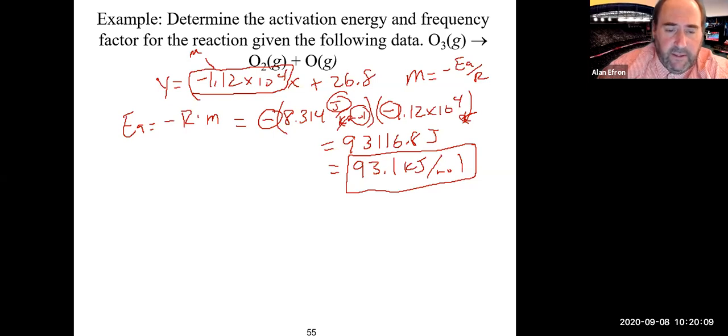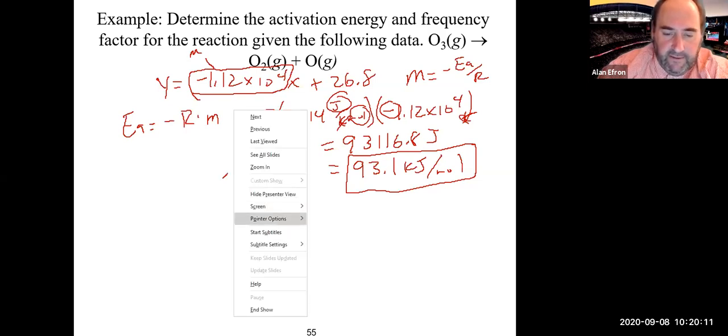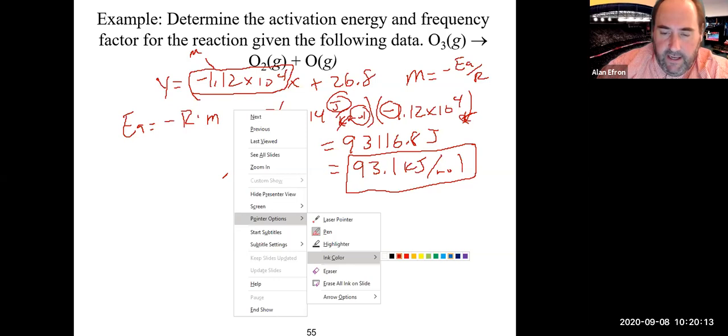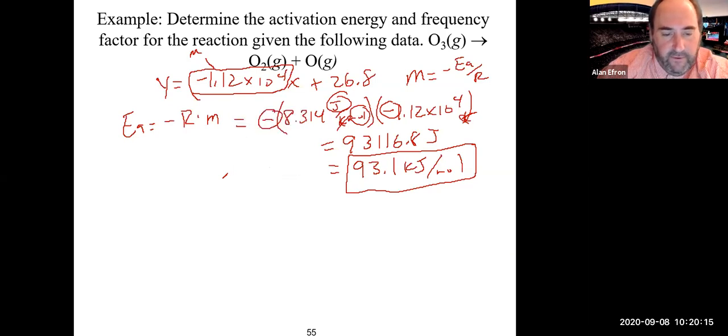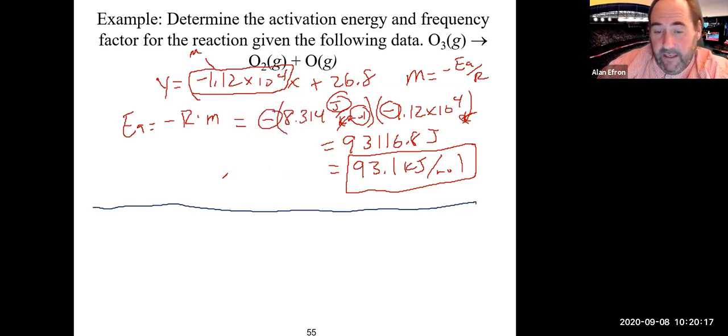Any questions on the activation energy calculation there? Again, it's pretty straightforward. You essentially just take the slope, times it by 8.314, and you pretty much have your activation energy in joules. And again, you might usually have to do a conversion to kilojoules, because that is commonly what we have going on.